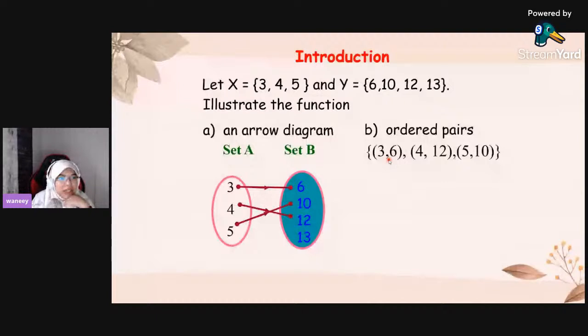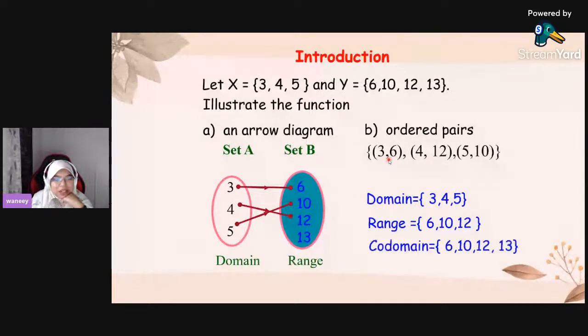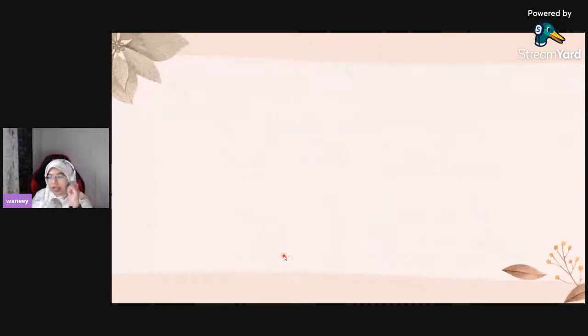On the left hand side, those are called the domain. On the right hand side, those are called the range. So the domain will be 3, 4, 5 and the range will be 6, 10, 12. The codomain is exactly everything over here: 6, 10, 12, and 13. For the range, we go from domain with an arrow to the range, but the codomain is simply everything inside set B. Those are the differences between them.